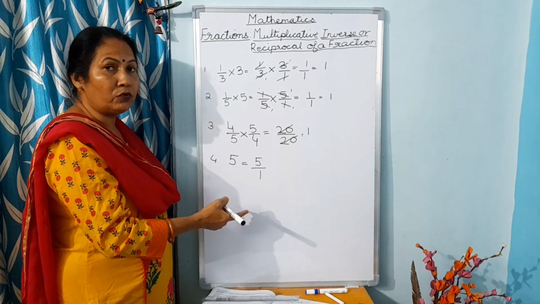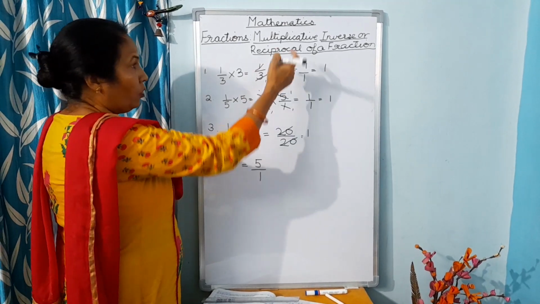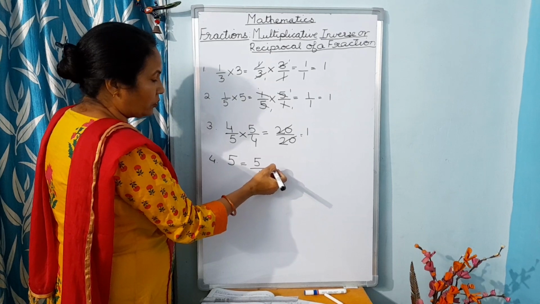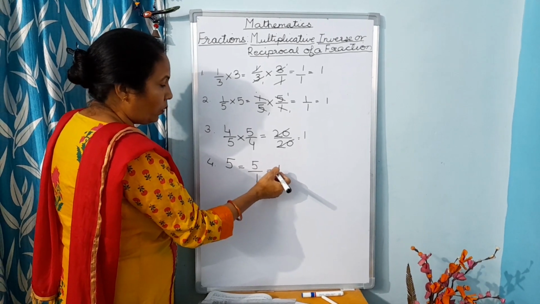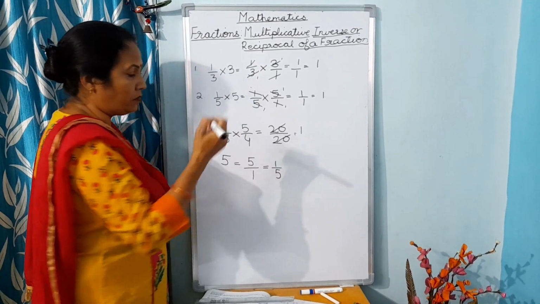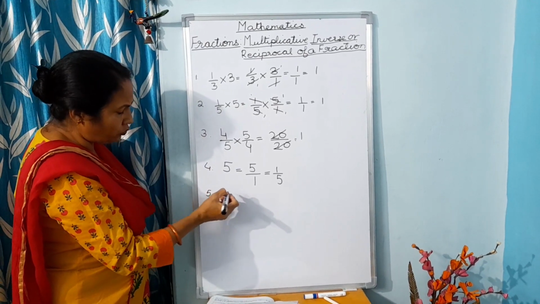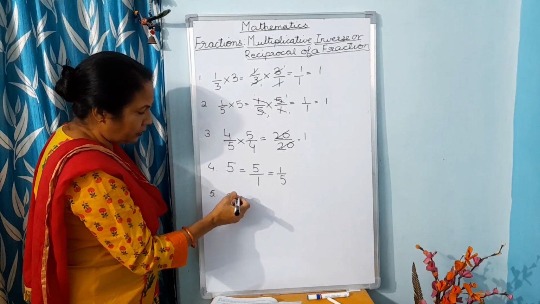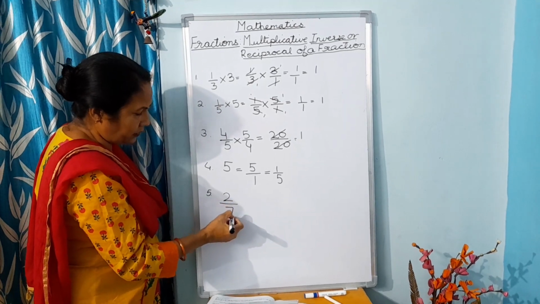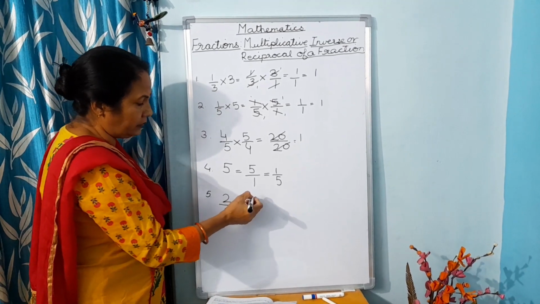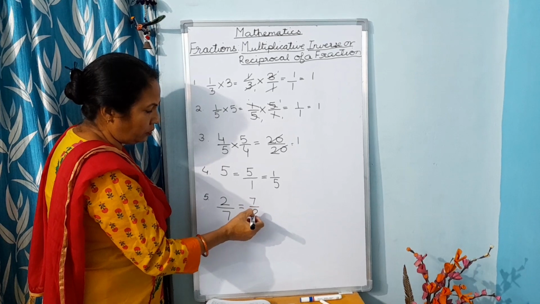Now you have to write the reciprocal or the multiplicative inverse. So this is equal to 1 upon 5. So this is the answer. Now I will show you one more example. 2 upon 7. Here you will write 7 upon 2.